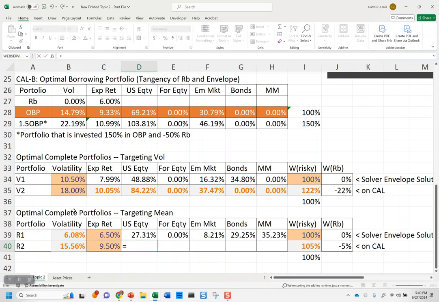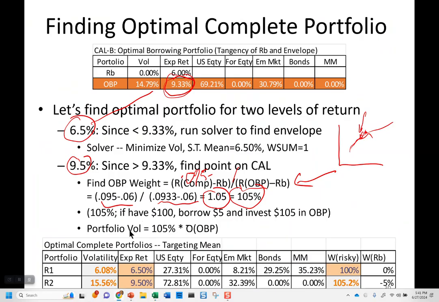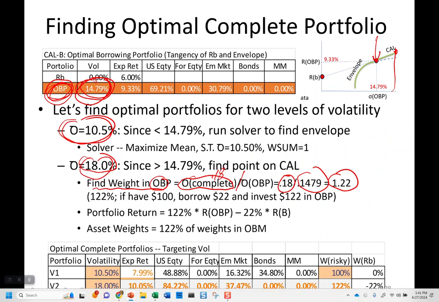What's my weight in U.S. equity? 105%, anchor it, times the weight in the optimal borrowing portfolio, 69.21. Copy that across. Notice how these all add up to 105%. So how do I build the best 9.5% mean portfolio? If I have $100 to invest, borrow $5 more at 6%, take that $105, put 72 into U.S. equities, 32 into emerging market. Well, it looks like 73 in U.S. equities. That's your 105, and you had that $5 you've borrowed at 6%. So that's it. That's how you determine an optimal combined or complete portfolio if you're targeting mean or volatility.